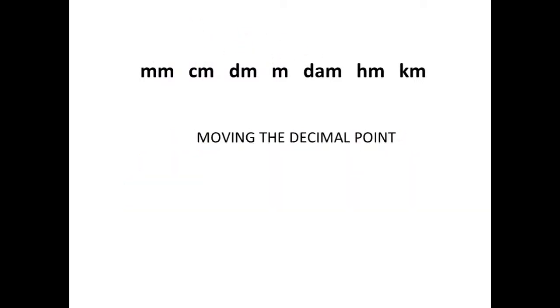Now, let's have a look at an example. Moving the decimal point. I want to change millimeters into meters. All right. First of all, let's look at millimeters into meters. Well, we know that there are 1,000 millimeters in 1 meter, so we're going to be dividing by 1,000. Now let's just chop that up and look at that more closely. First of all, we're dealing with 72 millimeters, so we want to change that into meters.